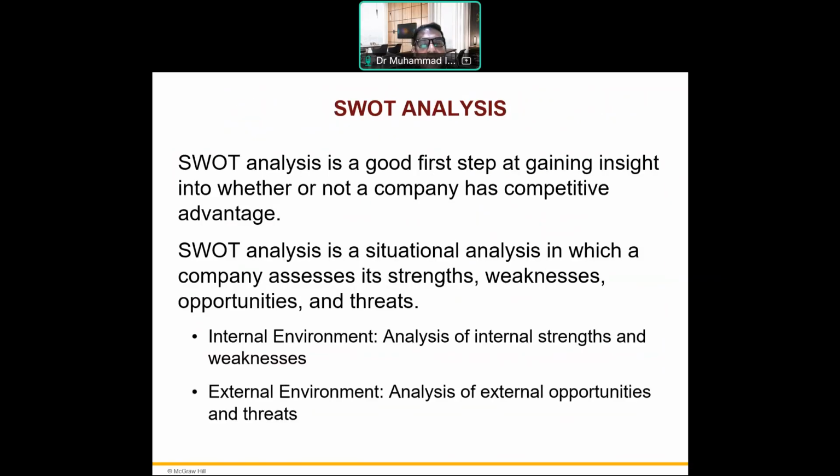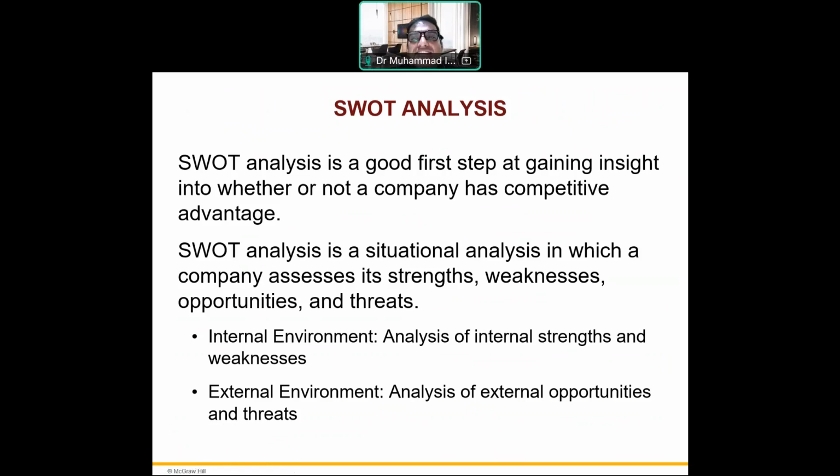Here is the famous one, SWOT analysis. SWOT analysis is a good first step at gaining insight into whether or not a company has a competitive advantage. SWOT analysis is a suitable analysis in which a company assesses its strengths. S means strengths, W means weaknesses, O means opportunities, T means threats. Basically, this method is evaluating the internal environment and external environment.